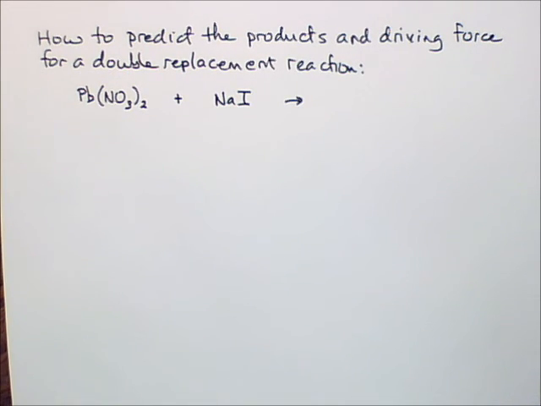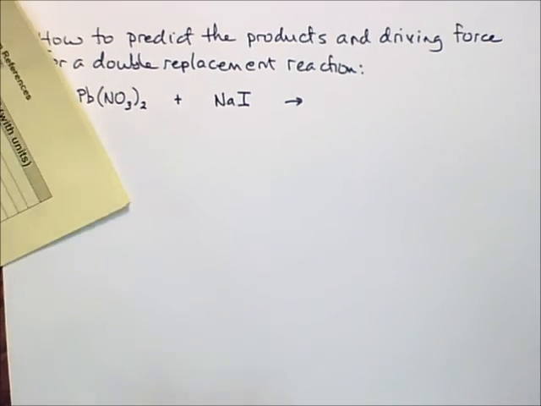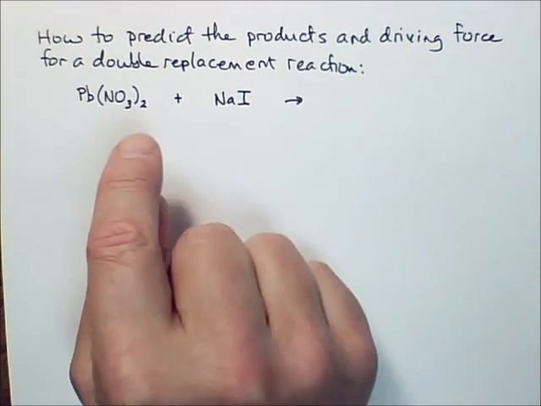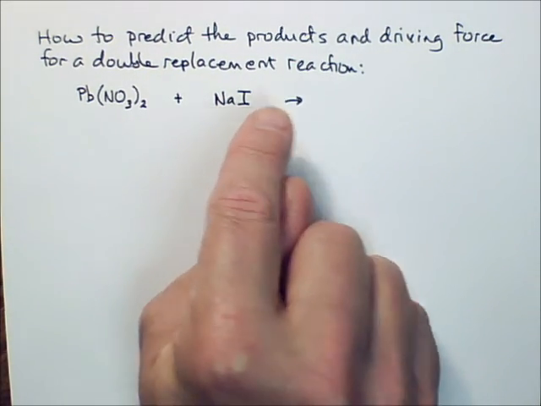One thing that you need to know is that the formation of water occurs whenever there's the subcategory of a double replacement reaction, that subcategory being an acid-base reaction. Okay, so first thing I want to do is to figure out what the products are.